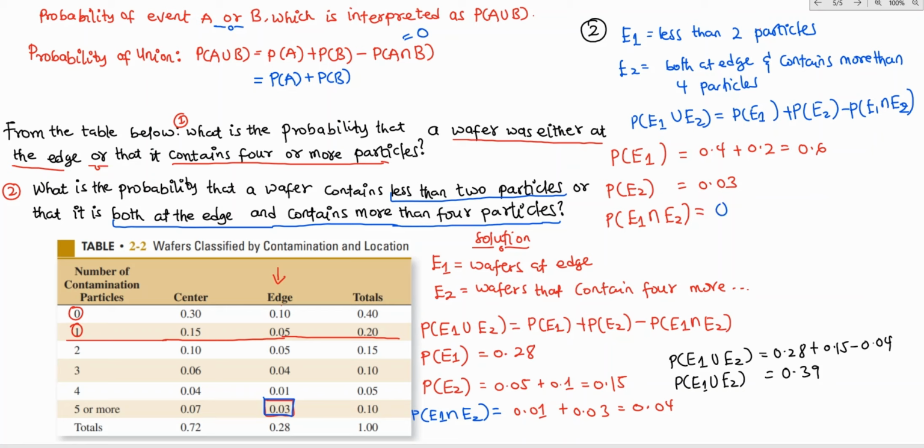So our probability, that is the probability of E1 union E2, will be equal to 0.6 plus 0.03, and this gives us a value of 0.63. This is a case where we have mutually exclusive events. That means that E1 intersection E2 will be an empty set, which means that they don't have any outcome in common. So that's what this means.